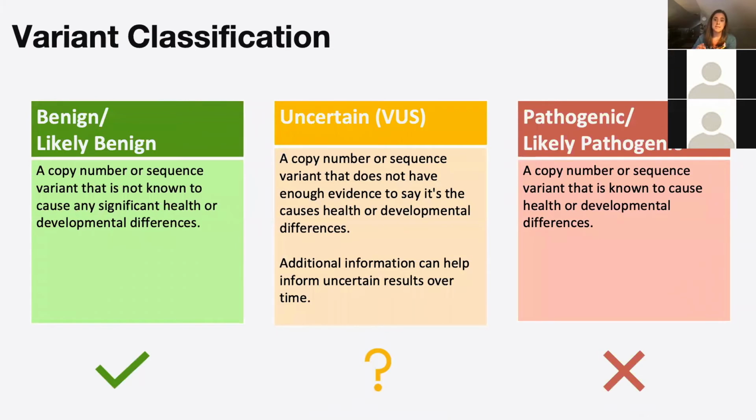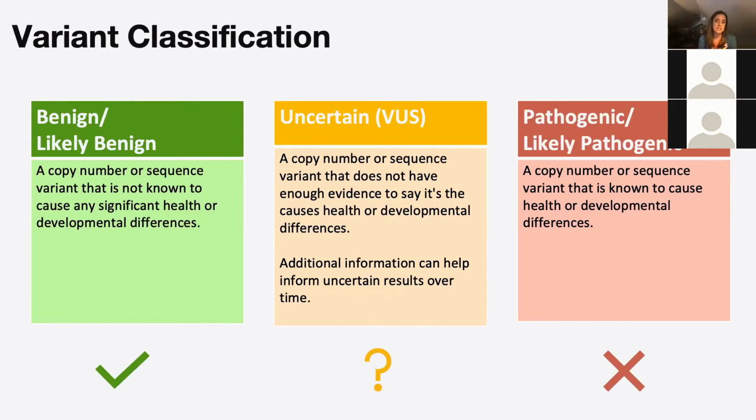Classifications fall into three main buckets. They are benign, uncertain, and pathogenic. Benign means that the copy number or sequence variant is not known to cause any significant health or developmental differences. Pathogenic means that it's a copy number or sequence variant that's known to cause symptoms or features, or put people at risk for those conditions or features, or maybe they're a carrier for the condition. You might see terms like likely pathogenic or likely benign. Those fit into those main buckets. It's just we use a few extra categories when classifying these.